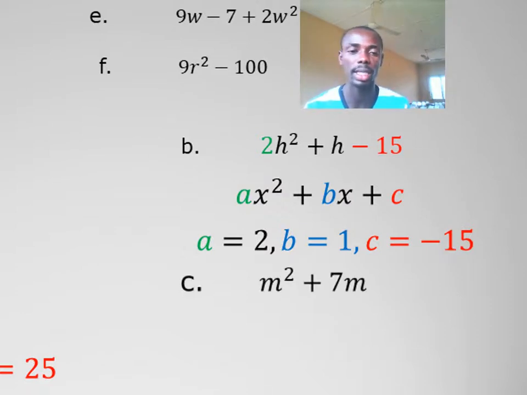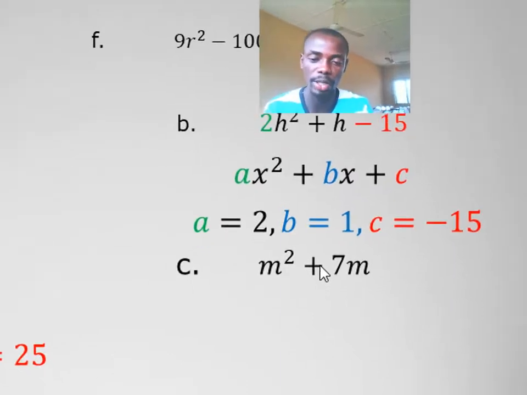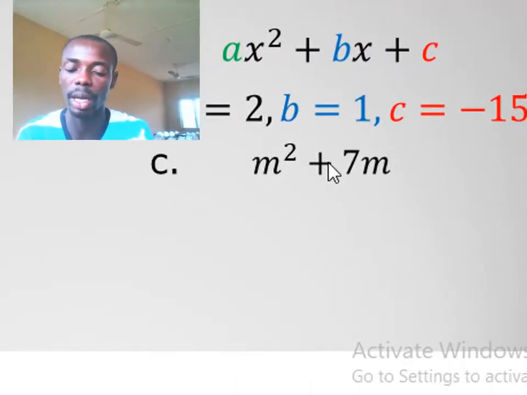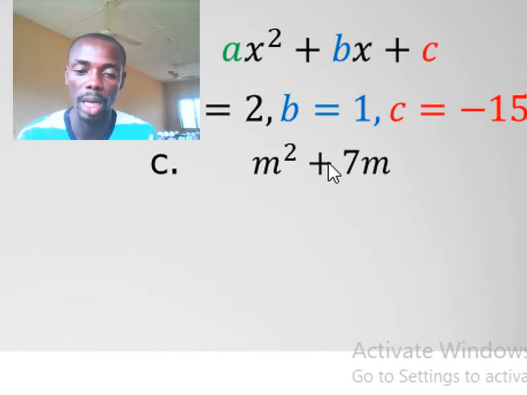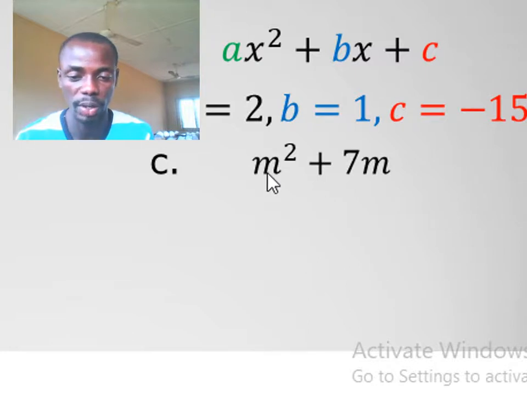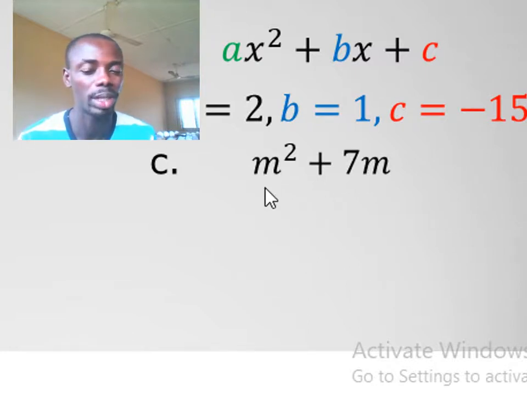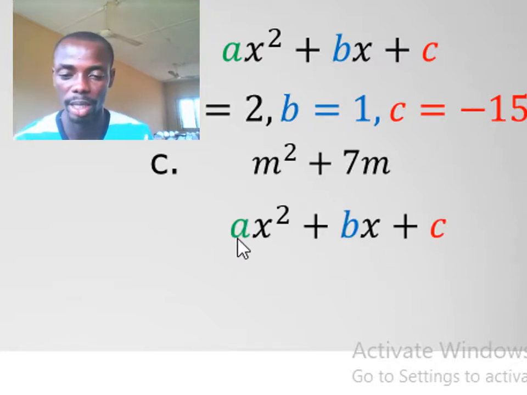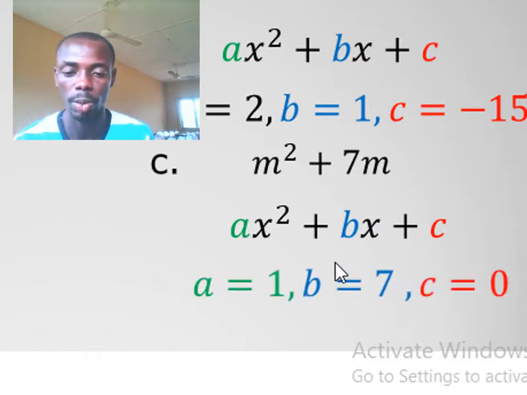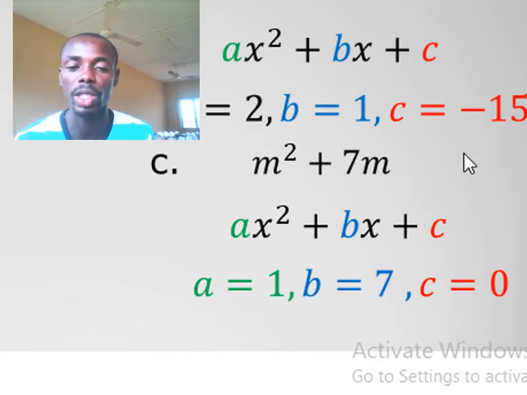So now here is example C. Here is m squared plus 7m. So what is our A going to be? Our A is going to be the coefficient of m squared. Our variable here is m. Comparing it with this general expression, our A is going to be 1. An invisible 1 is multiplying m squared. Now our B is going to be plus 7. And our C is not expressed. We'll move on to D.